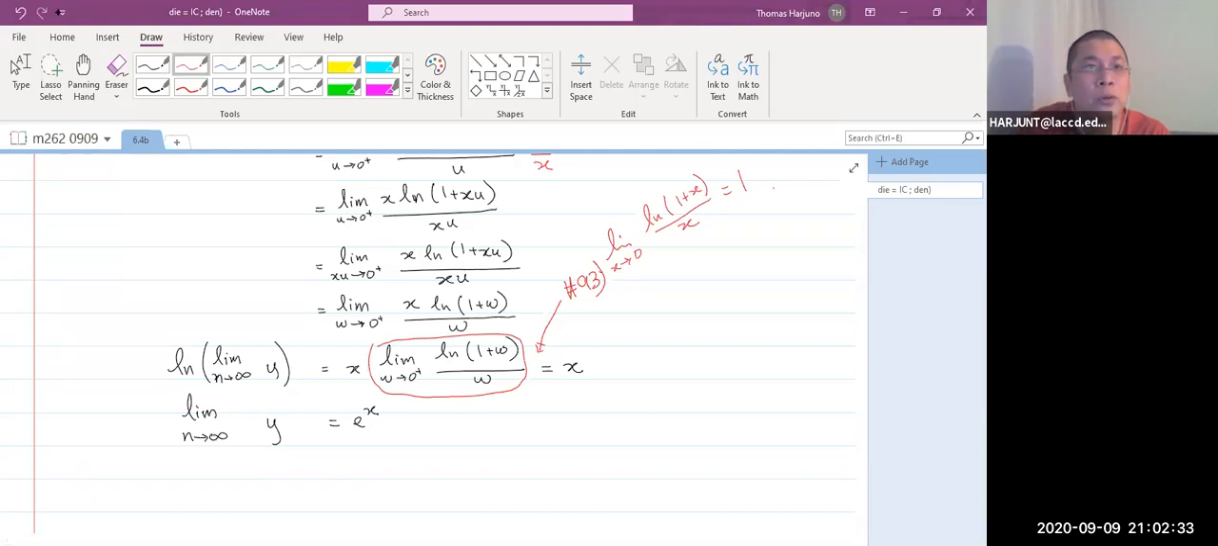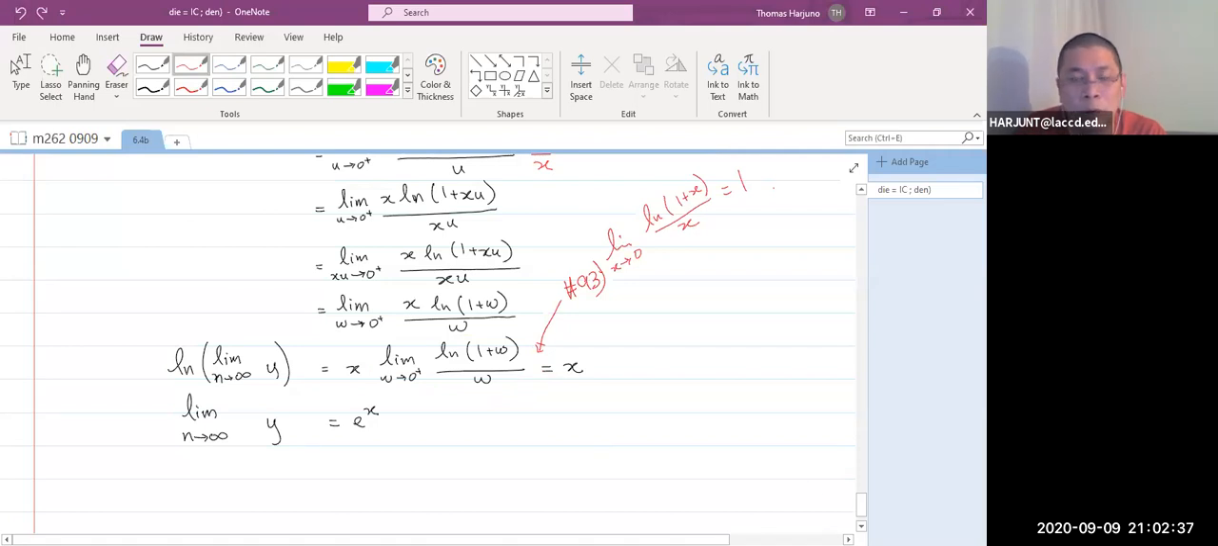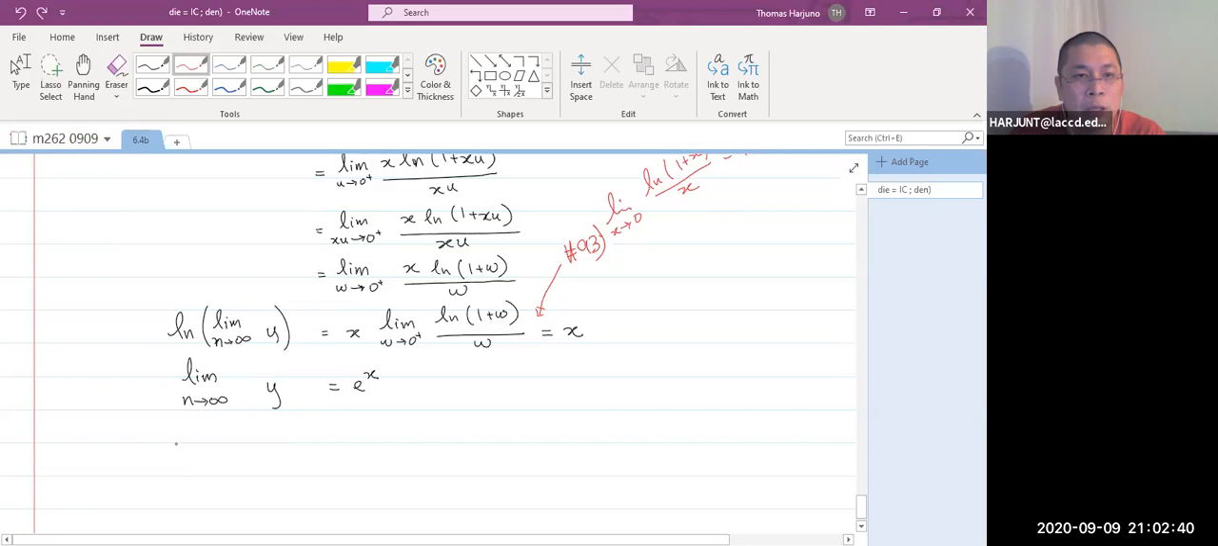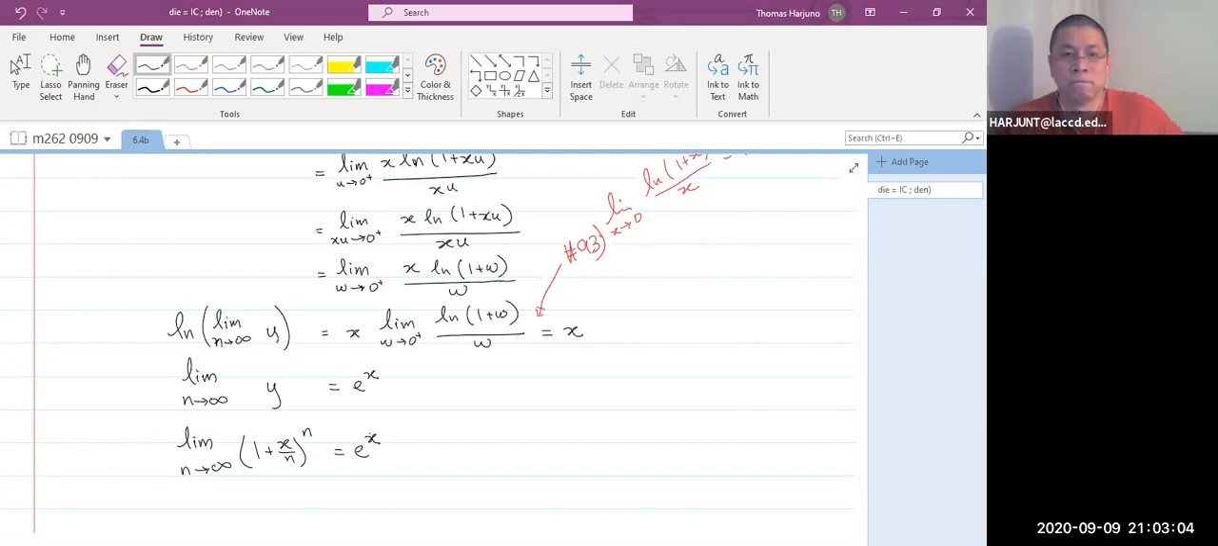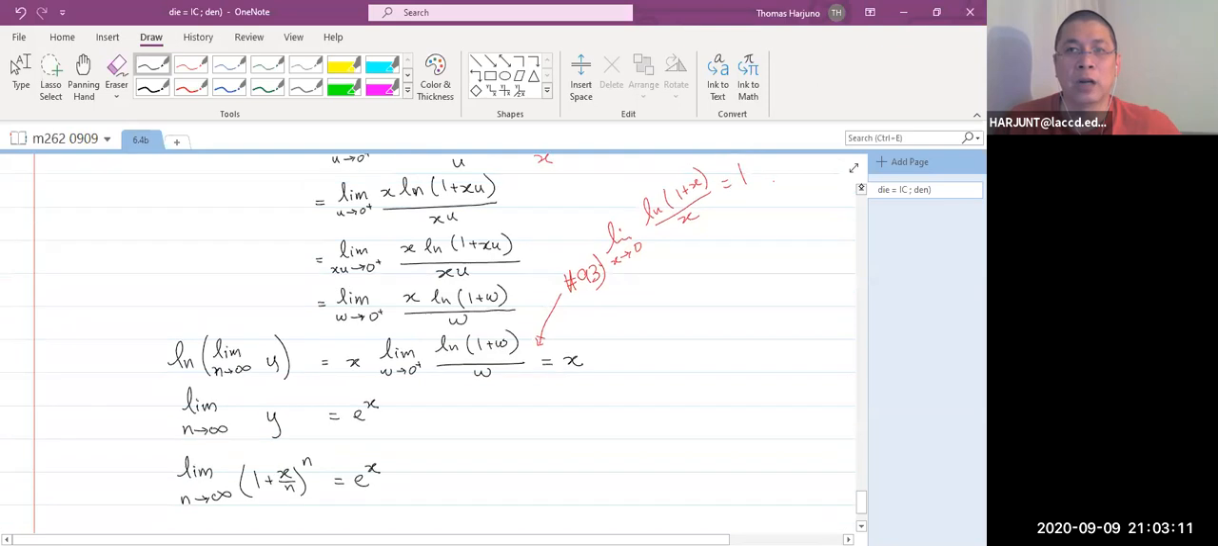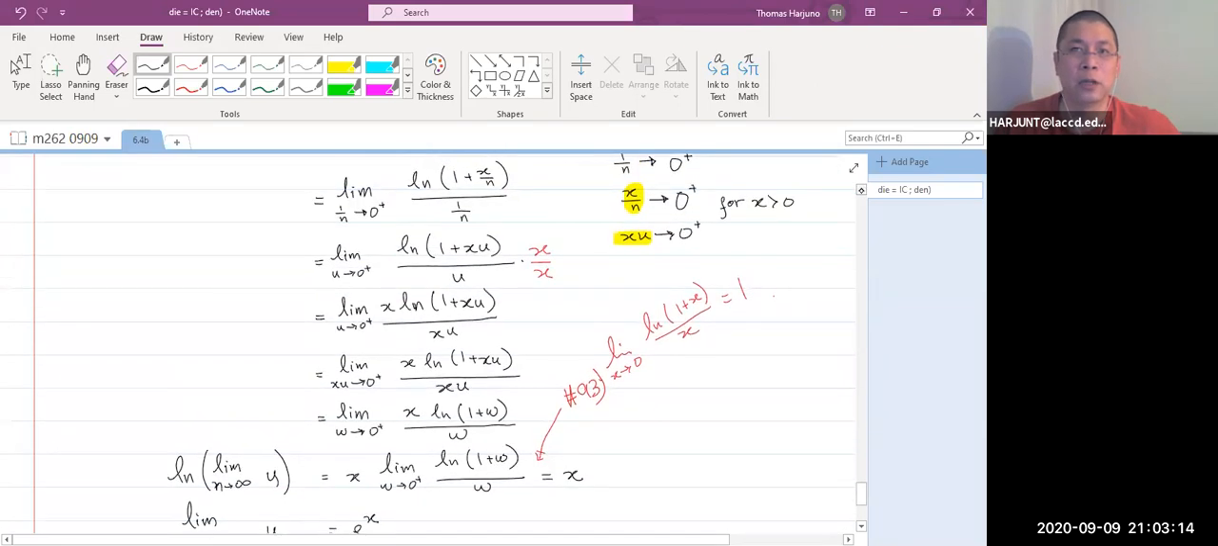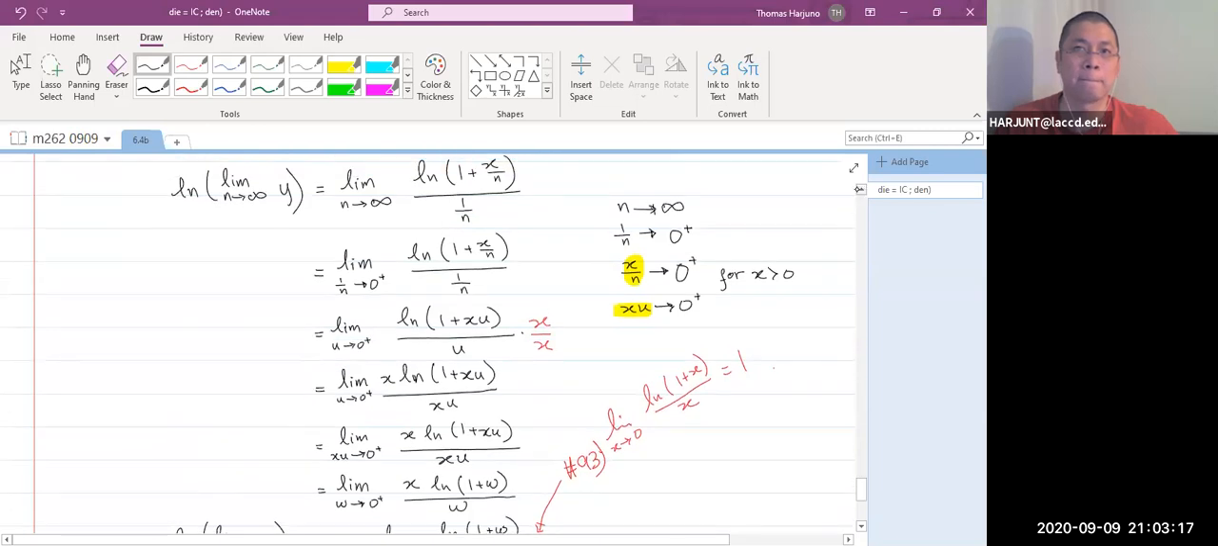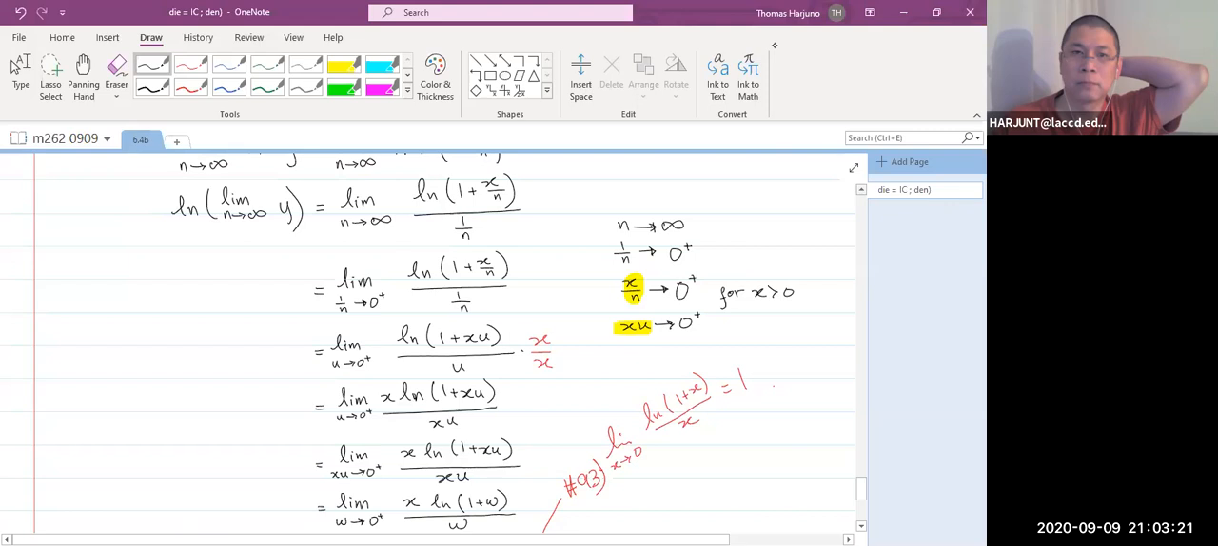Right? Okay. So then we have the limit as n goes to infinity of y, I replace that y back. There will be the limit as n goes to infinity of 1 plus x over n to the n equals e to the x. In other words, for us to do this problem without L'Hopital rule, we need number 93 first.